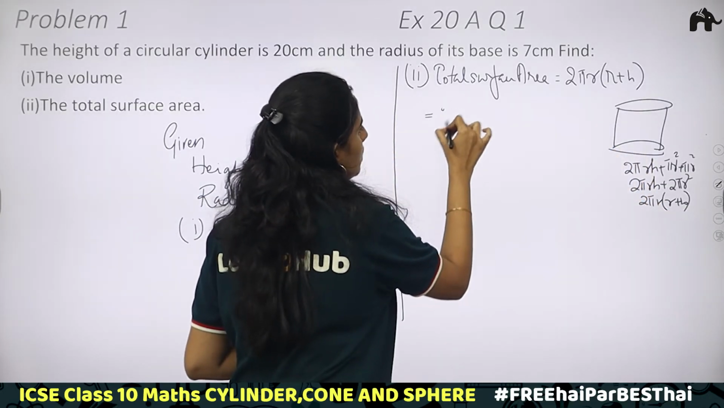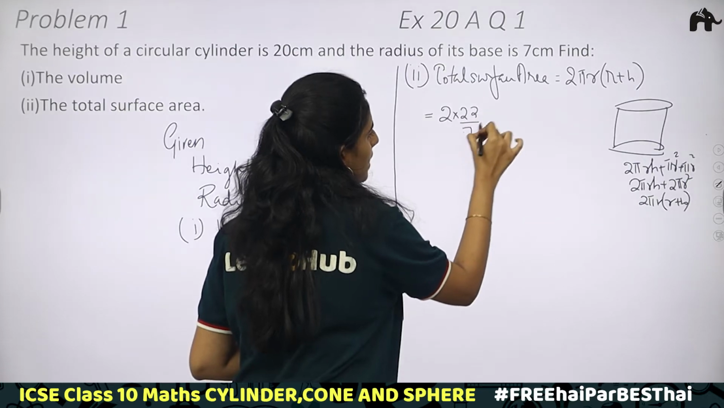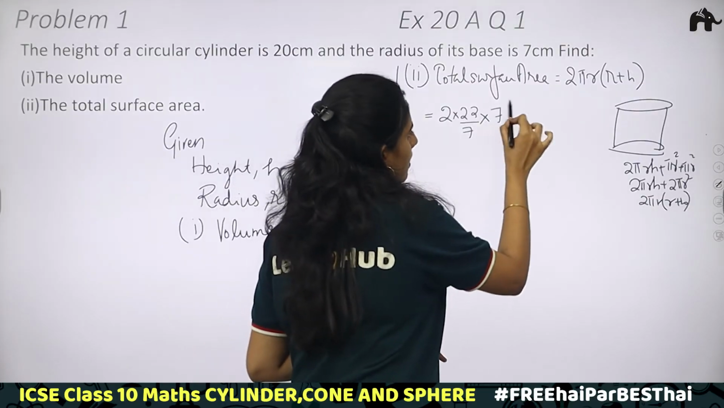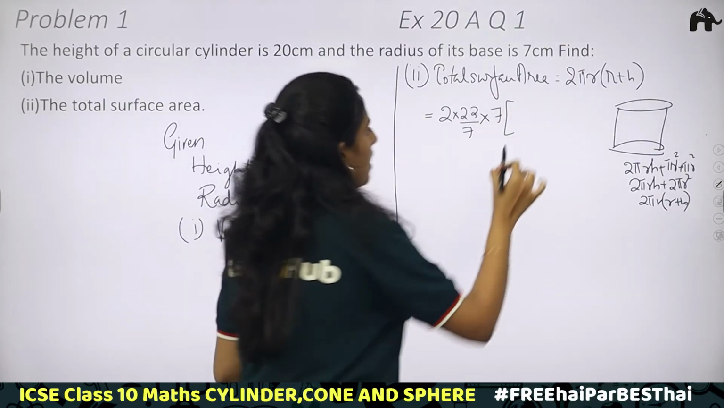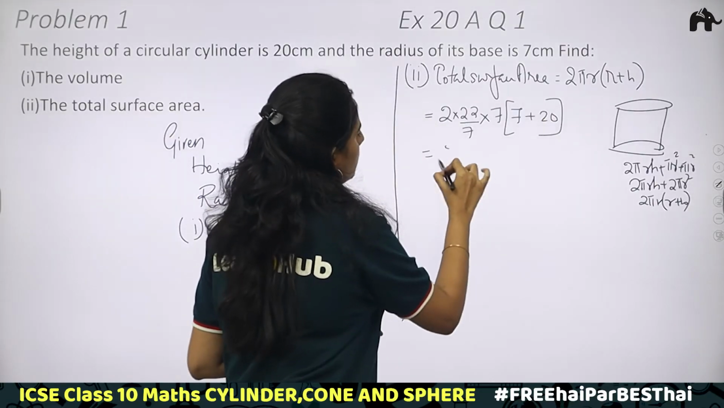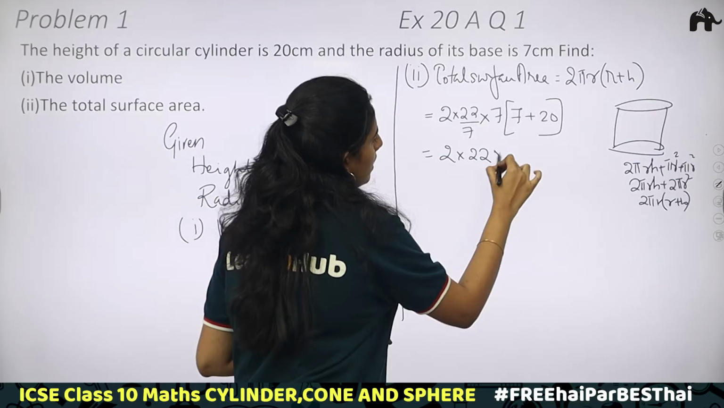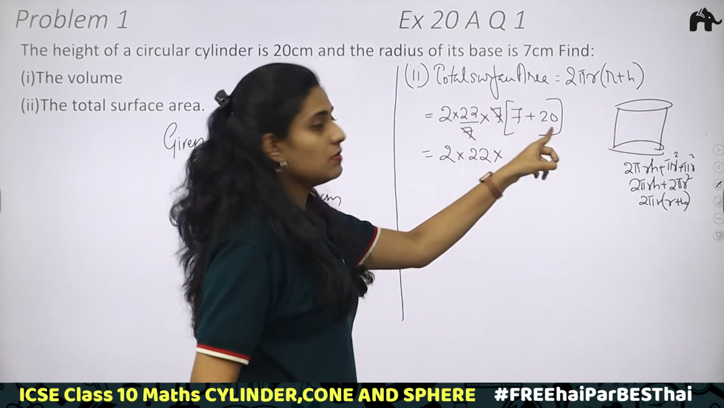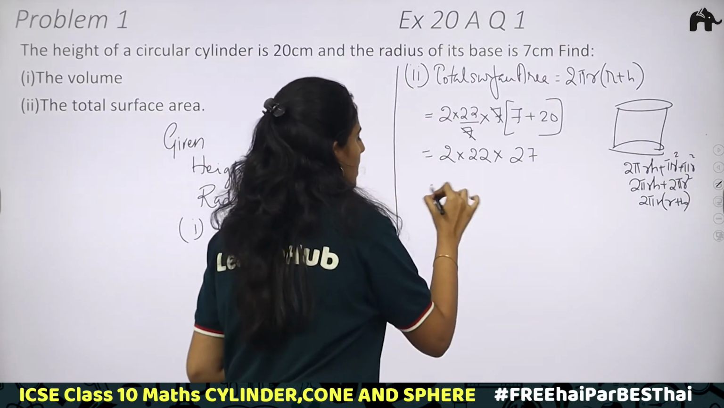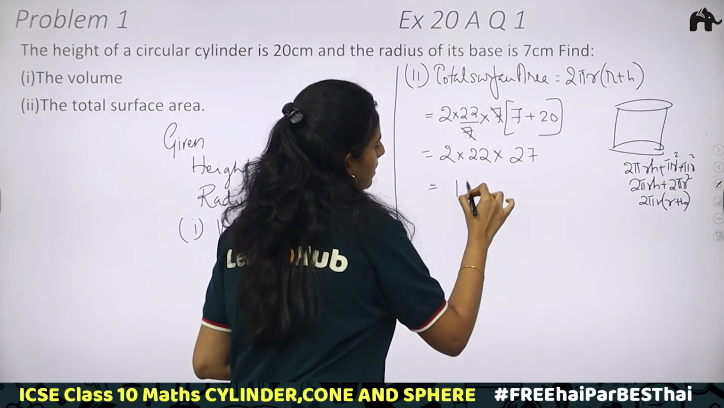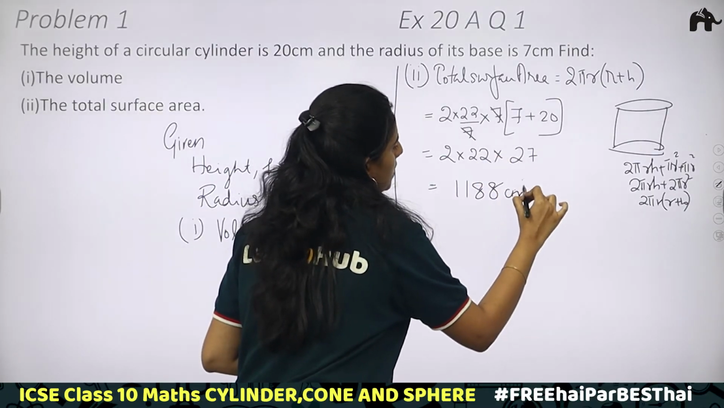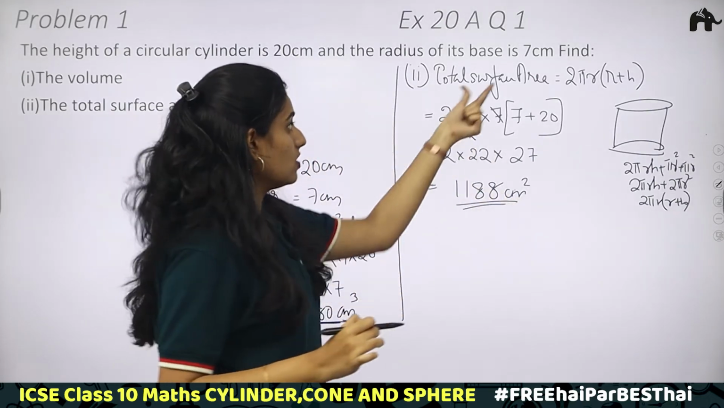Now put the values. 2 into 22 divided by 7 into radius. Radius is 7. R plus h. R is 7 and height is 20. We get 2 into 22 into 7. 7 gets cancelled. 7 plus 20 is 27. When you calculate, your answer will be 1188 centimeter square.